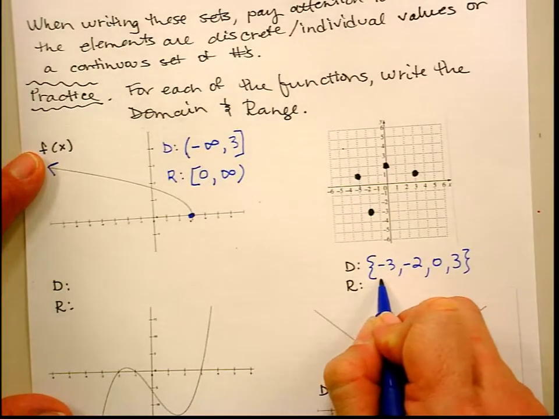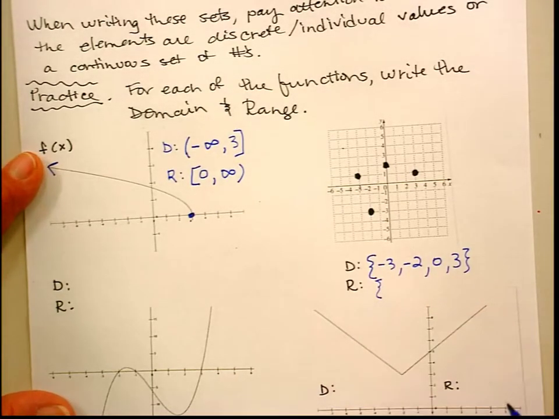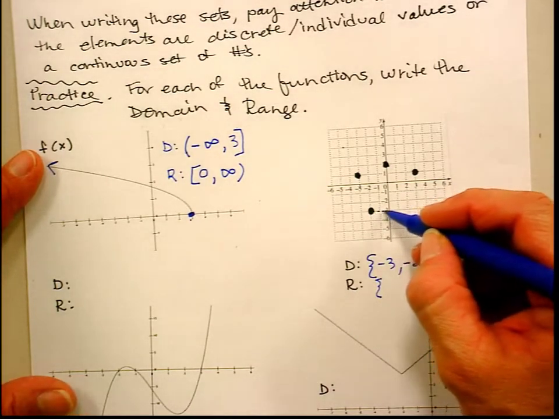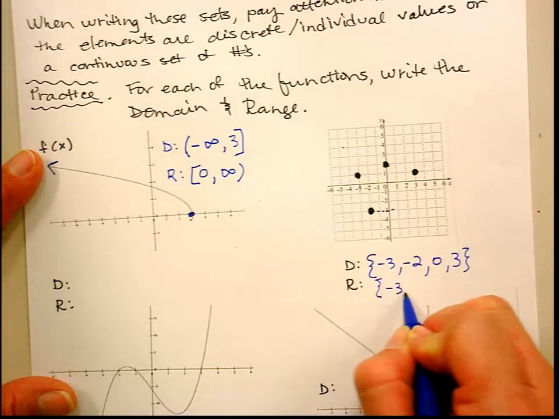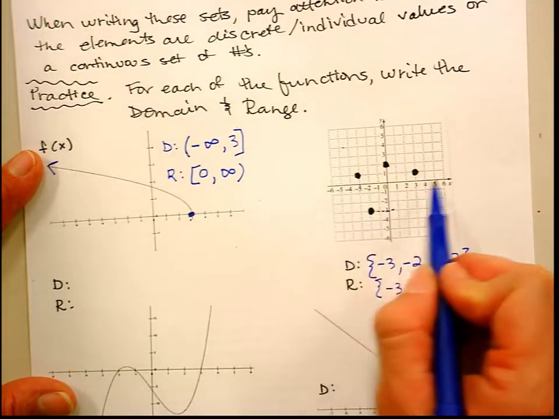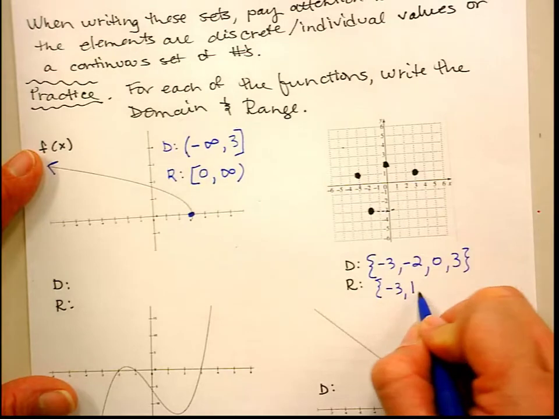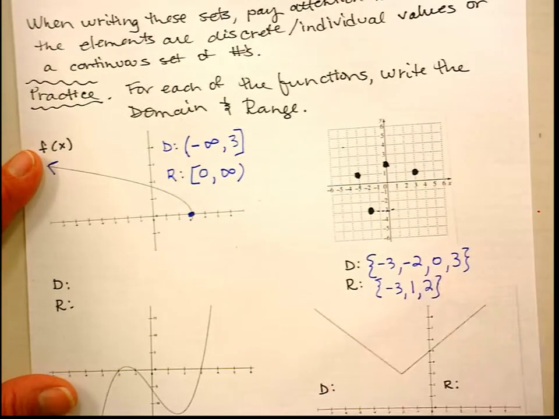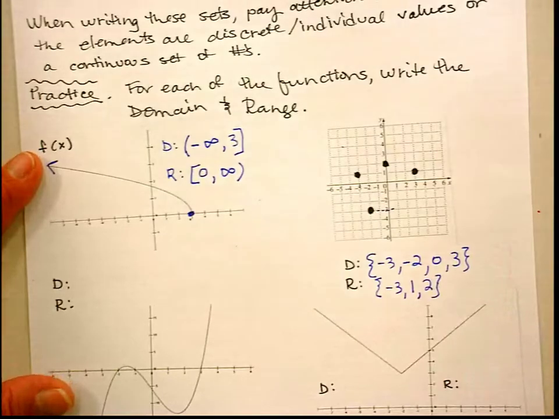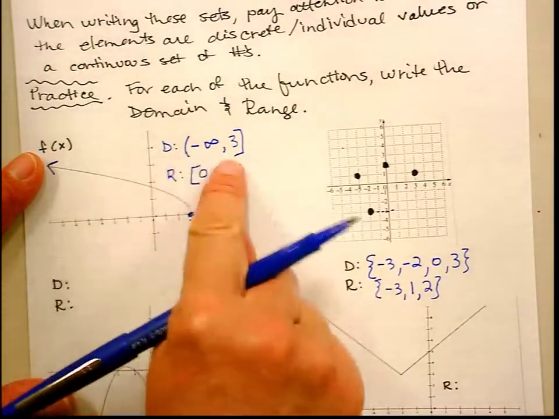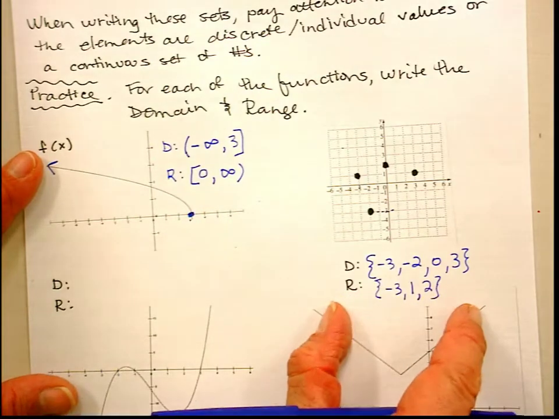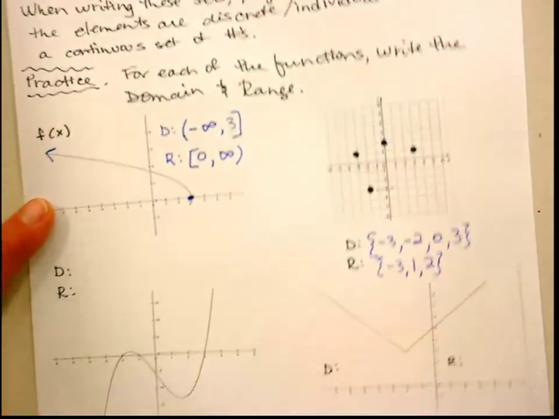And then my range is my y value. So again, curly brace says it's a set. And the y values I have, let's see, a -3. I have a 1. And I have a 2. And that's it. Okay. So when it's a continuous graph, we use interval notation. If it's discrete points, we just list them and have the curly braces.